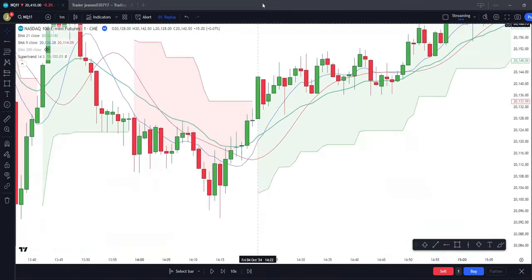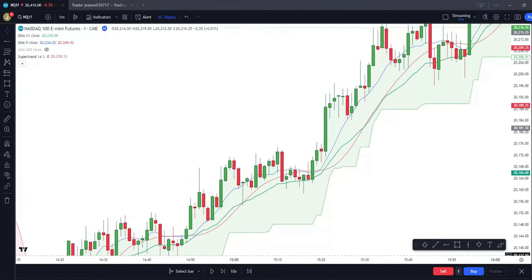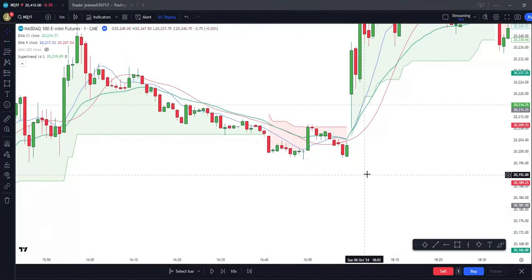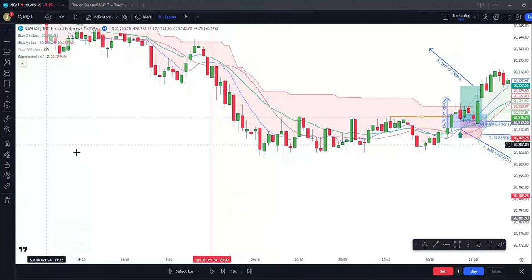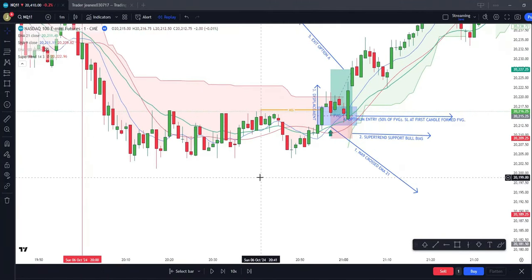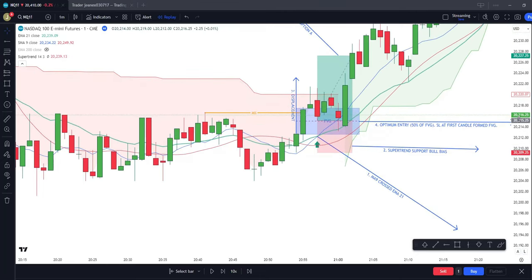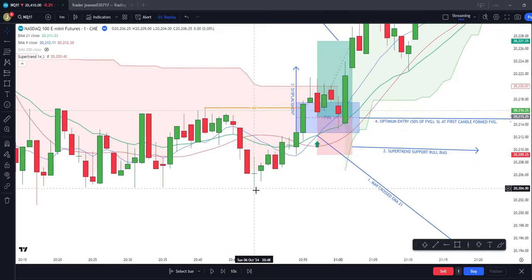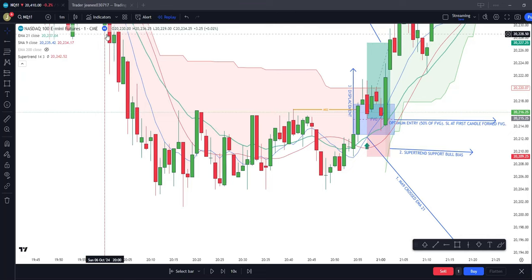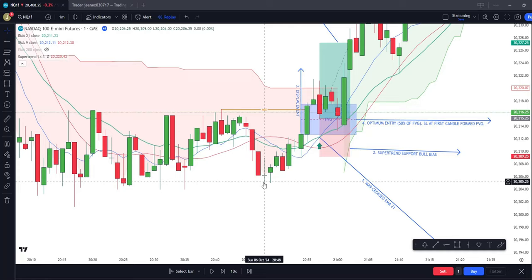I'll go back to that example here. Where are we? Here. So we see, I'll zoom it in for you. Okay. So here, from this bear trend, we do have a change of structure, or market shift, and that is because of this displacement.